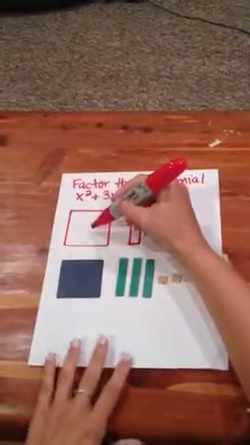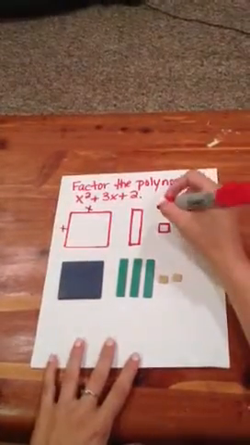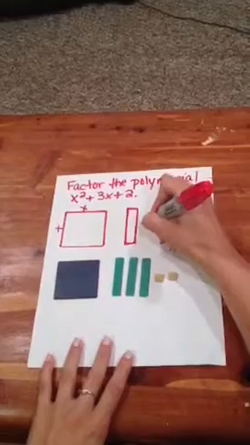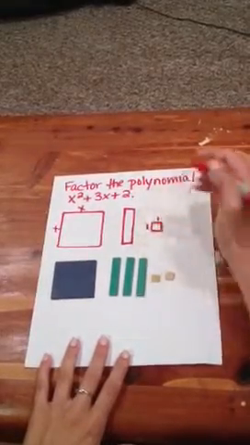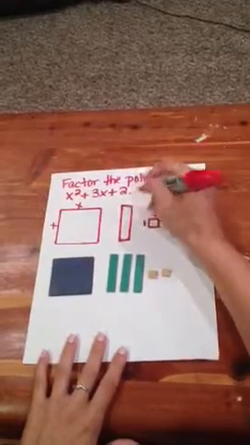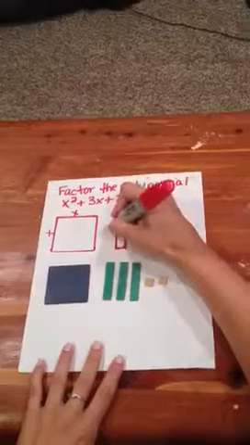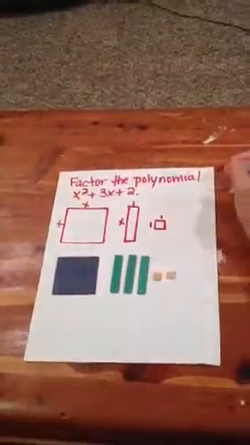There's the larger square, which has dimensions x by x. There's the smaller square that has the dimensions of 1 and 1, and the rectangle, which has the same width as the smaller square and the same length as the larger square, so it's x.